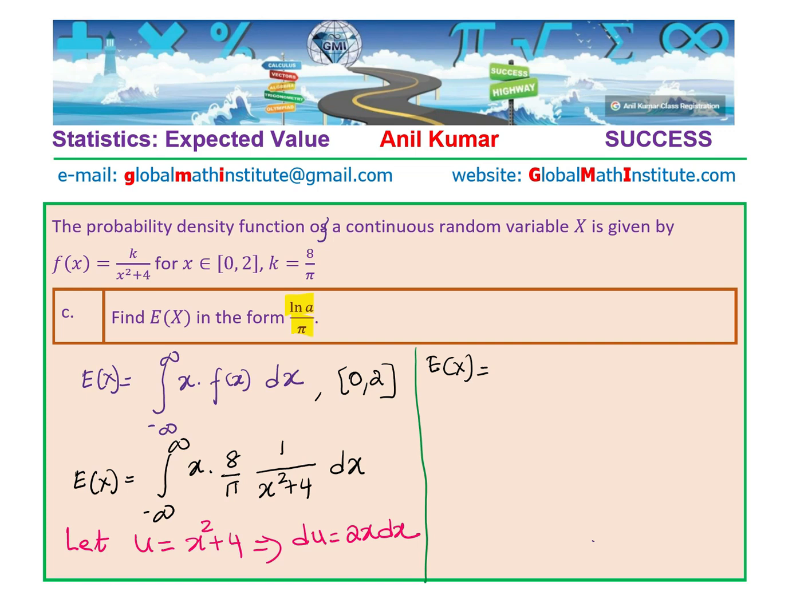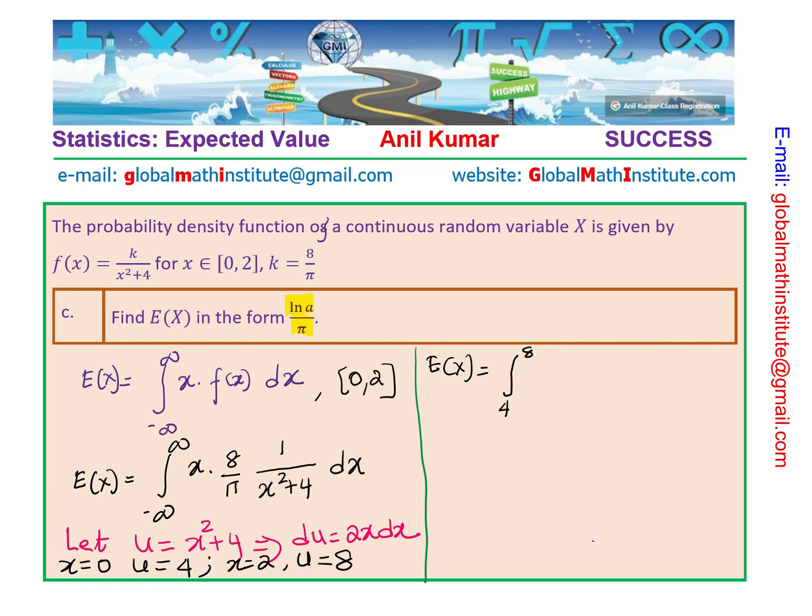So if x is 0, let me write here x equals 0. In that case, u equals what? u equals 4, right? Because 0 square plus 4. And if x equals 2, then u equals what? 2 square is 4. 4 plus 4 is 8. So your limit changes from 4 to 8, right? So we'll write this limit from 4 to 8. Correct. And replace x dx with du, but it is 2 times. So we'll split 8 into 4 times 2, right?